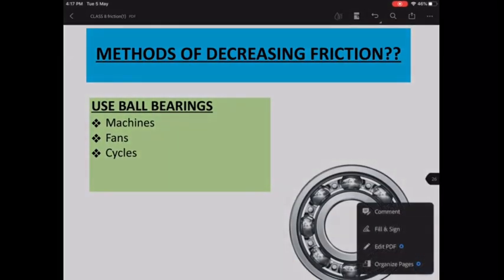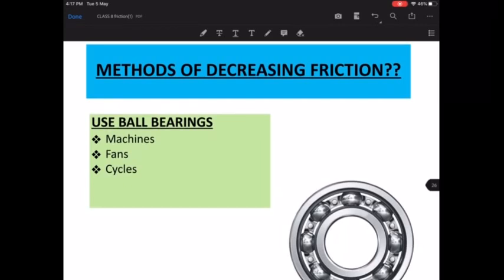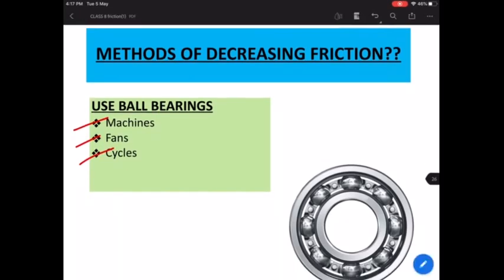Also, you can use what are called ball bearings. I'm sure you must have all seen these in various machines, and we'll understand the parts of the ball bearing in the next slide. So you can use ball bearings. Ball bearings are used in machines, fans, and cycles. So what is a ball bearing?